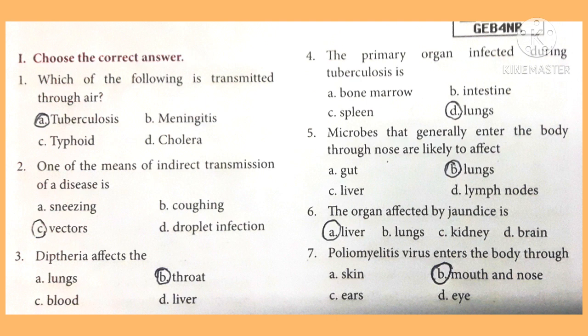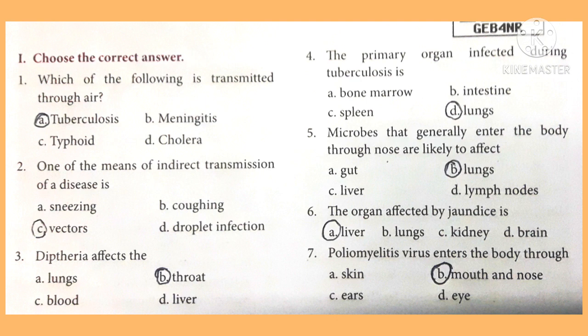Third one. Diphtheria affects the dash. Answer: throat. Option B. Question number 4. The primary organ infected during tuberculosis is. Answer: lungs. Option D.